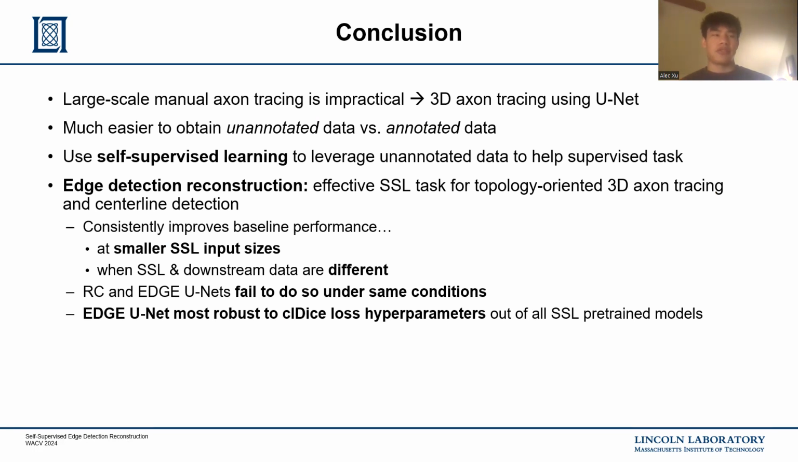Overall, axon tracing manually is impractical, especially for large-scale datasets. And so people have looked to use 3D units to perform automatic axon tracing. And it's much easier to collect unannotated data than it is to collect annotated images. And so we wish to use self-supervised learning to leverage this unannotated data to help us in this downstream axon tracing task. And in our work, we proposed an edge detection reconstruction SSL task, and we empirically showed that the resulting downstream performances of a UNet pre-trained on this proposed task achieved the highest metrics compared to UNets that were pre-trained on other SSL tasks.